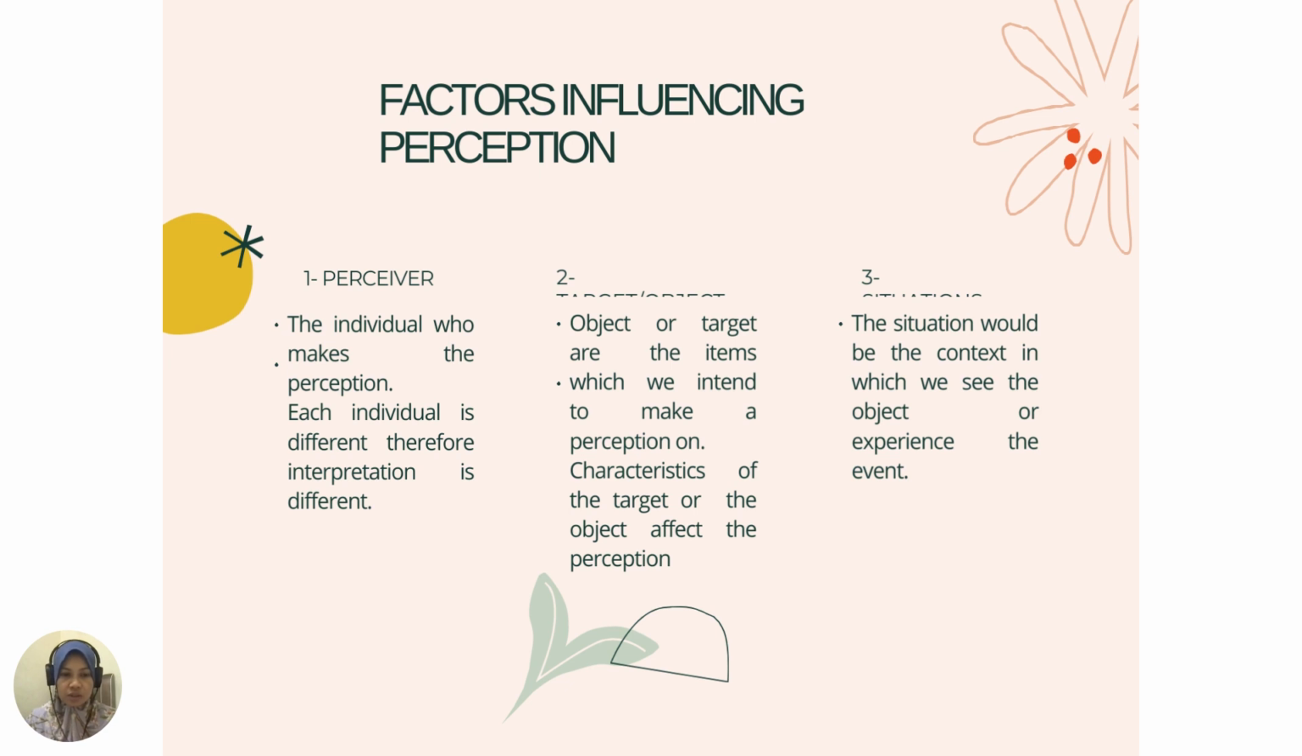Number 3 is situation. This situation would be the context in which we see the object or experience the event. And then we move to perceptual distortion.